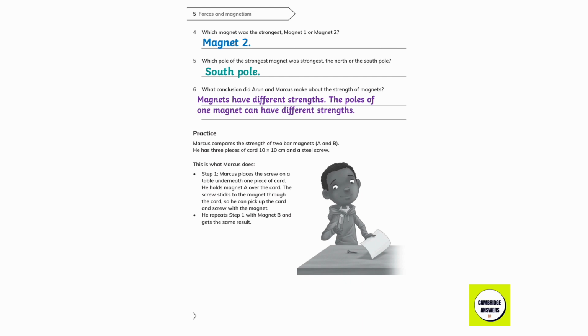Practice. Marcus compares the strength of 2 bar magnets, A and B. He has 3 pieces of card, 10 by 10 centimeters, and a steel screw. This is what Marcus does. Step 1. Marcus placed the screw on a table underneath one piece of card. He holds magnet A over the card. The screw sticks to the magnet through the card, so he can pick up the card and screw with the magnet. He repeats step 1 with magnet B and gets the same result.